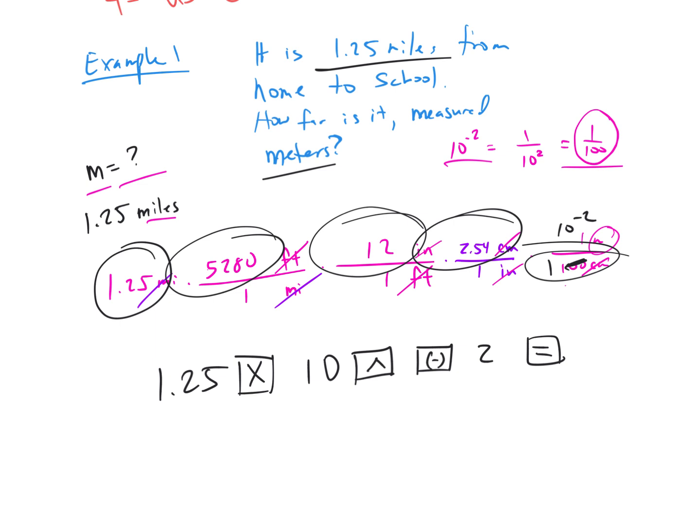So the answer, if you're interested, rounded to the appropriate number of sig figs, is 2010 meters. The answer was 2011.68, but we can only have 3 sig figs, right?